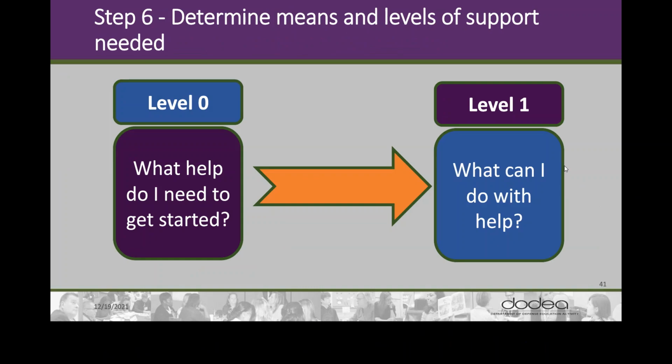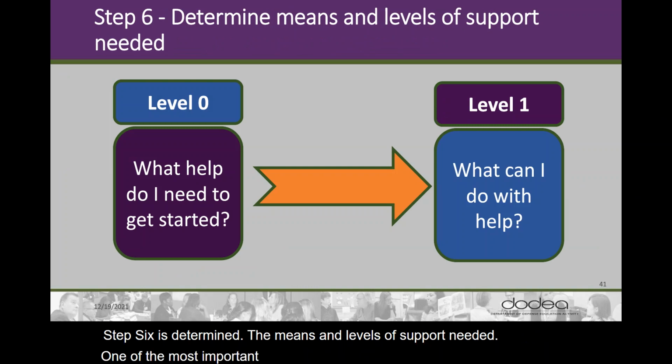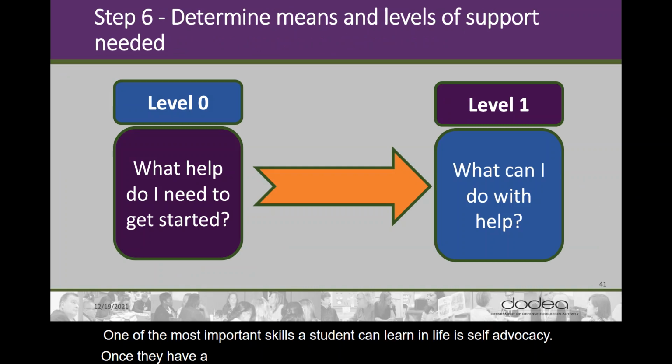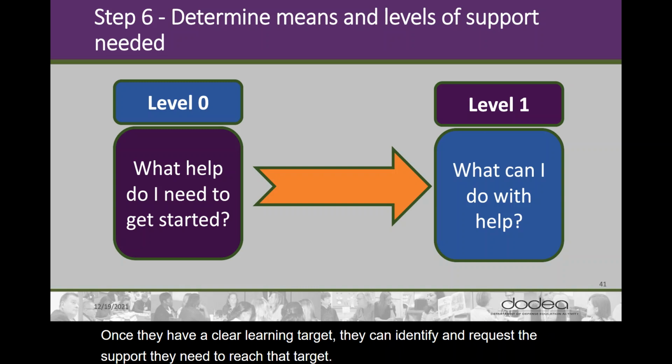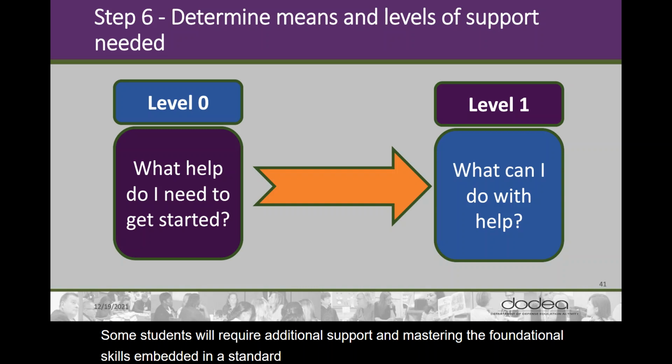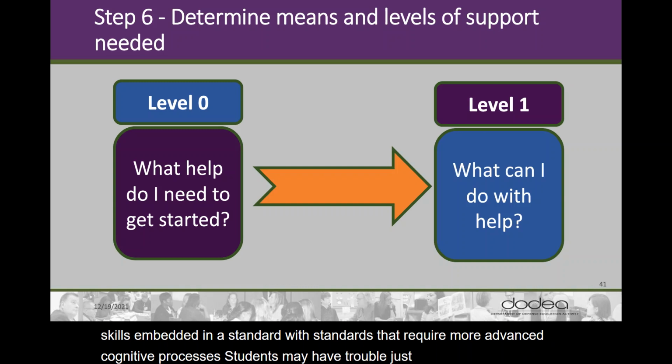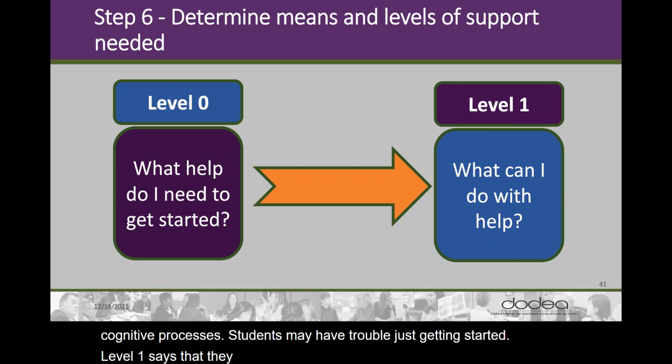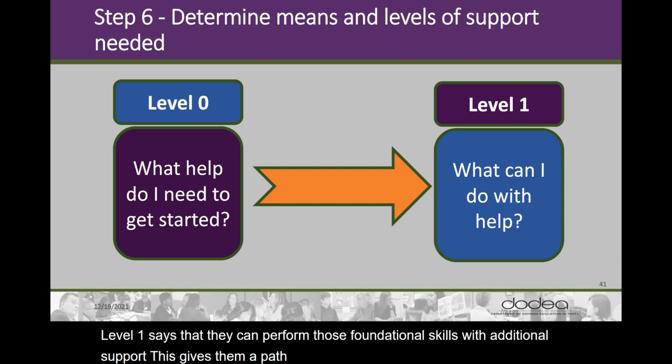Step 6 is determine the means and levels of support needed. One of the most important skills a student can learn in life is self-advocacy. Once they have a clear learning target, they can identify and request the support they need to reach that target. Some students will require additional support in mastering the foundational skills embedded in a standard. With standards that require more advanced cognitive processes, students may have trouble just getting started. Level 1 says that they can perform those foundational skills with additional support. This gives them a path to follow, as they take a longer route to proficiency.